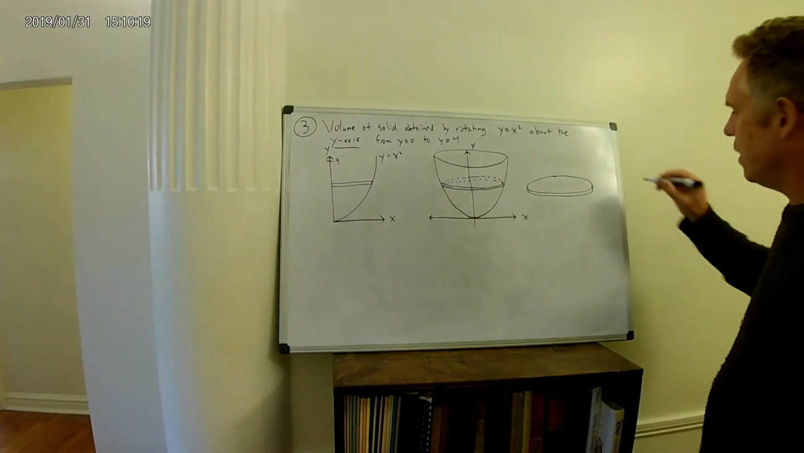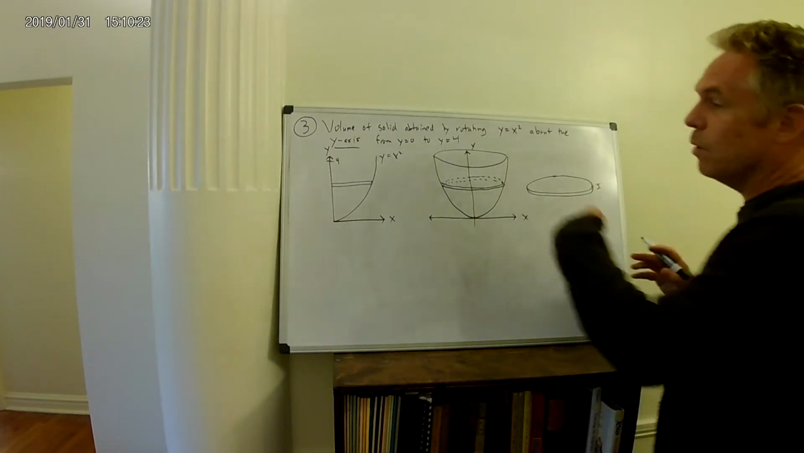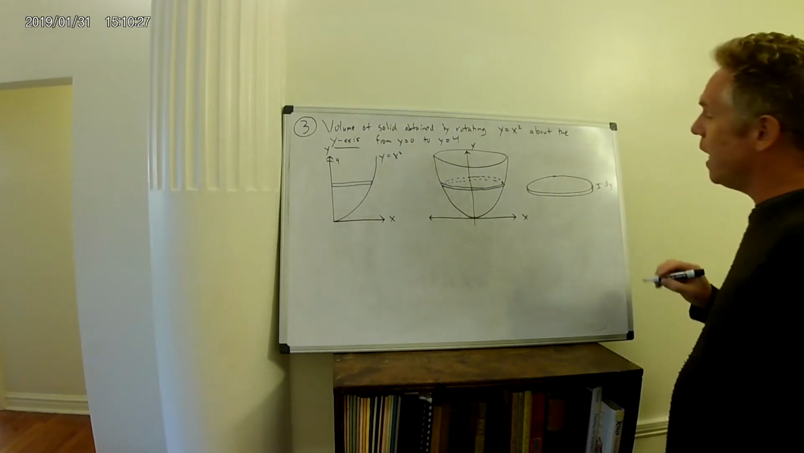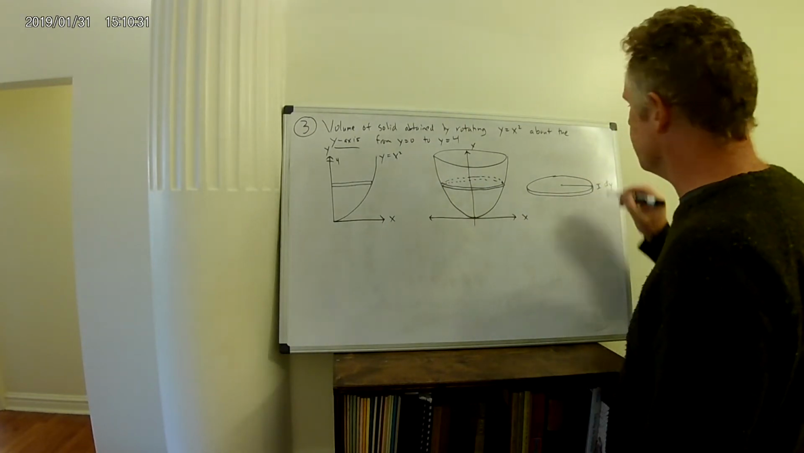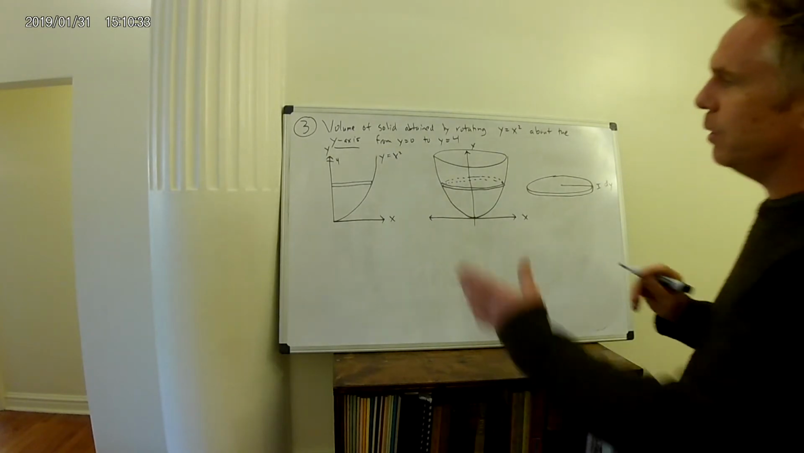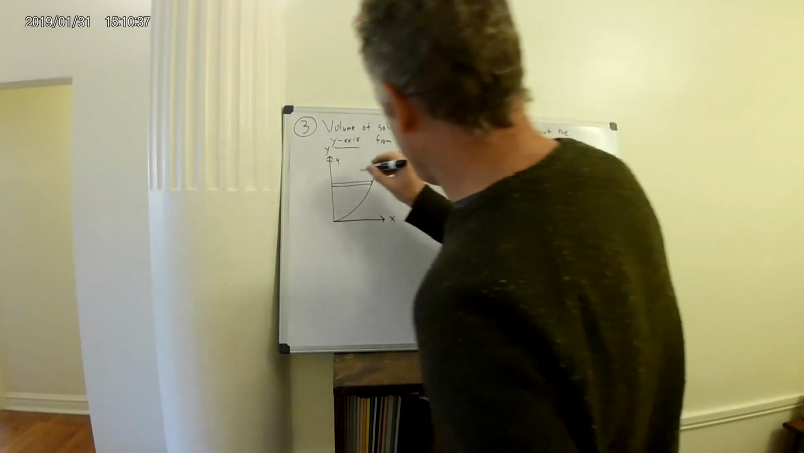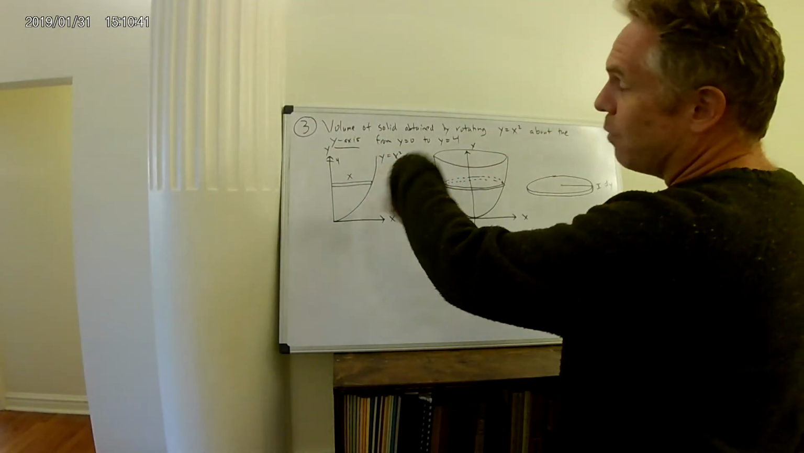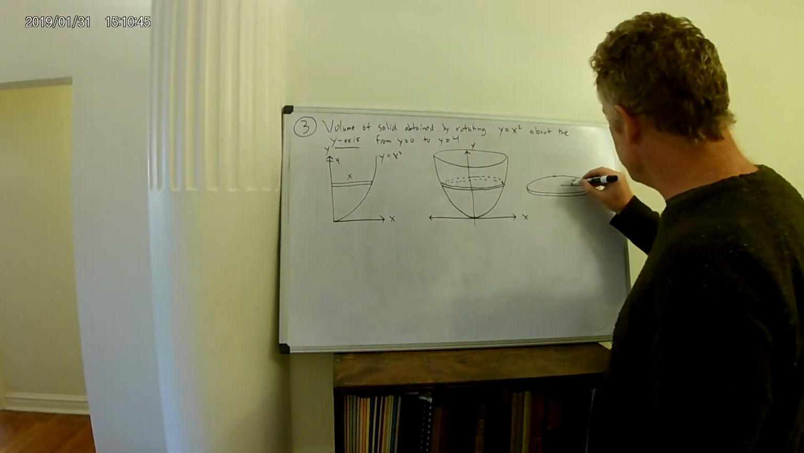Now, what is the thickness of this disc? Okay, in this case, because we're rotating around the y-axis, the thickness of our disc is dy. Okay, and what is the radius of this disc? The radius is simply this distance right here. Well, what is this distance? This distance is x, right? That distance is x. It's not y because now we're rotating around the y-axis. This distance is x. So our radius is x.